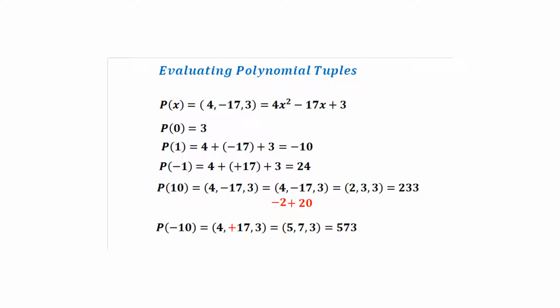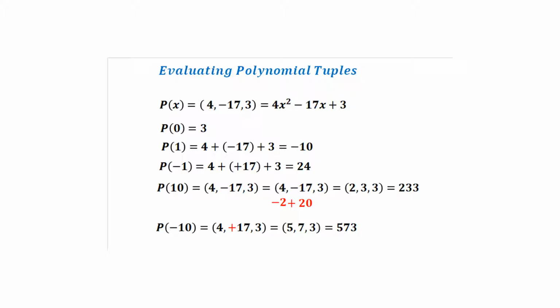P of 10 is the tuple turned into an integer. Now, here's how you do it. We start on our right. 3 is okay. It's a single digit. We want to make the next digit a single digit. We can add multiples of 10. So if we add 20, we will get 3. But if you add 20, you must take away 2. So we have 3, and 20 and negative 17, that's 3. And 4 minus 2 is 2. So that's 2 comma 3 comma 3, which is 233.